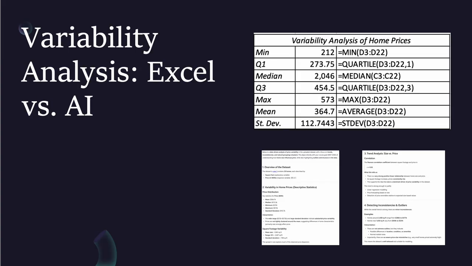For variability analysis, both Excel and AI show that the prices are fairly spread out, which suggests that there is meaningful variation, and the main similarity is that both recognize the price is not constant, even when homes are somewhat similar in size. Now, this matters because variability helps us show whether size alone is enough or whether other variables could also affect the price.